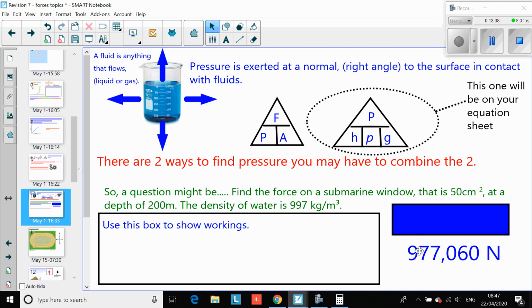And it would be 977,060 newtons. For those of you that were paying attention, it's in centimeters squared, so it should be 0.5 meters squared, okay? That's why you get this slightly smaller number.